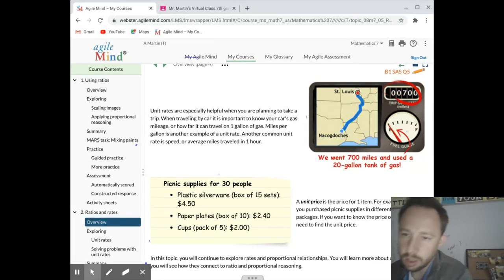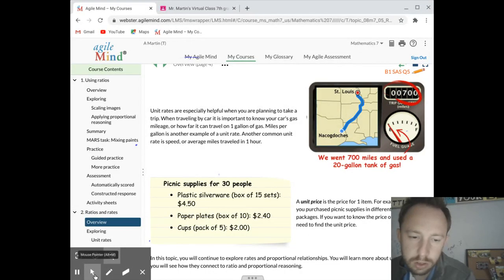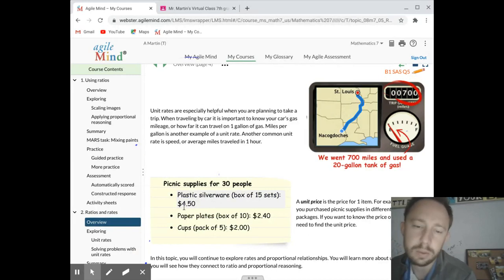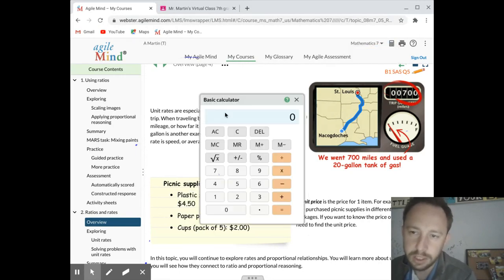All right. So could we find unit rates based off of what they gave us for the picnic stuff? Okay, how would we find out what one piece of silverware cost? What could we do? Well, if 15 costs $4.50, how could we find out what one would cost? We would do $4.50 divided by 15.